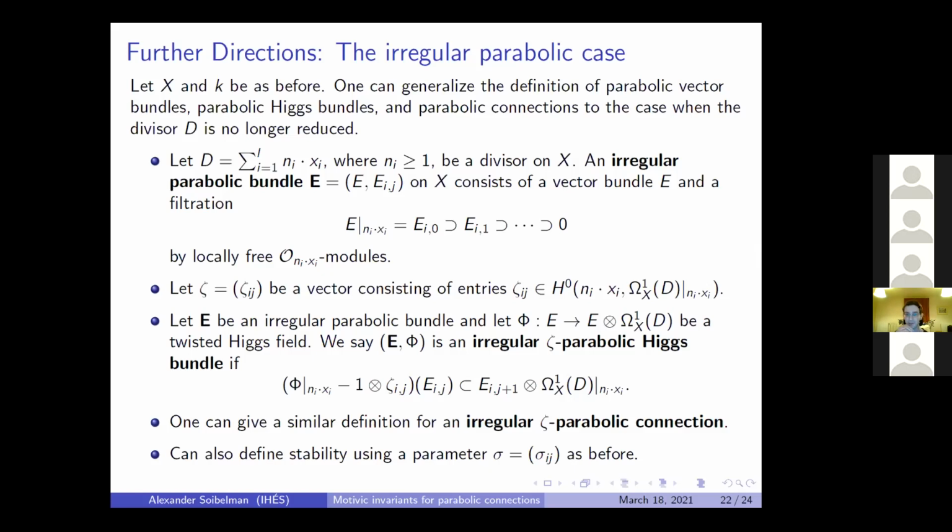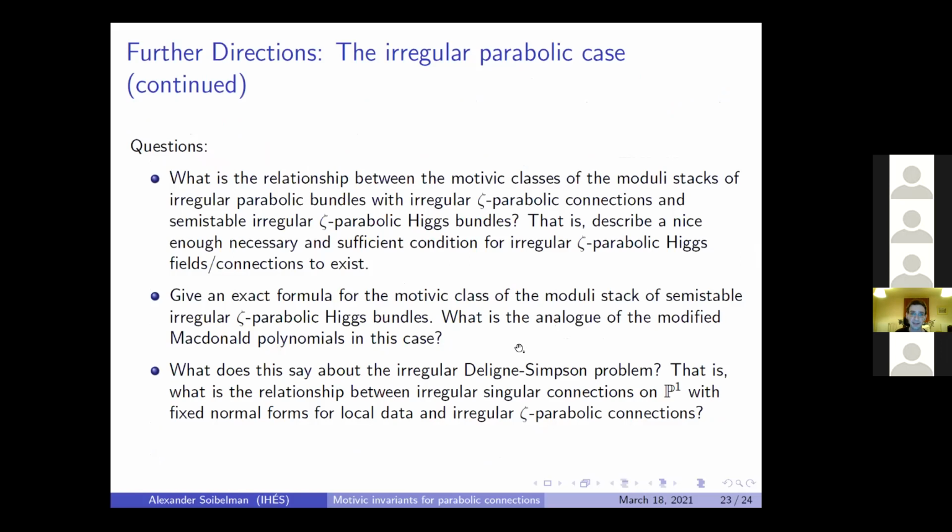And so again, we want to obtain versions of the two theorems that I've given examples of in the past several slides, which is to be able to relate connections and Higgs bundles together, and then to be able to compute the motivic class of Higgs bundles in terms of maybe some generating series. But again, this is trickier in this case.